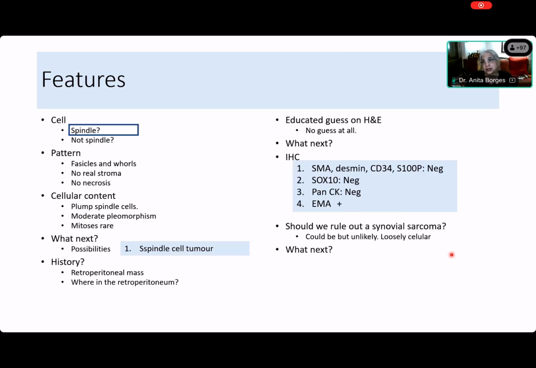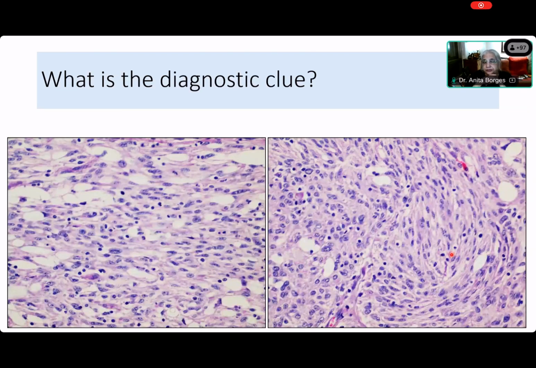So now what should we do next? We've done everything that we are supposed to do. Everything. SOX10, pan-CK, EMA, whatnot. So what should we do? When you come and you're stuck, you go back to the drawing board. Or somebody says, do ALK. Well, not a bad suggestion, but just do ALK out of the blue? Okay, there has to be a reason to do ALK. So then we go back to the drawing board and look carefully at the histology. Now come on. What is it that we have missed? And what is the diagnostic clue?